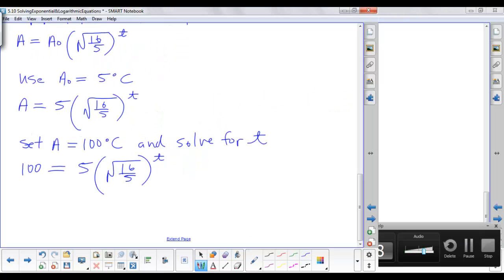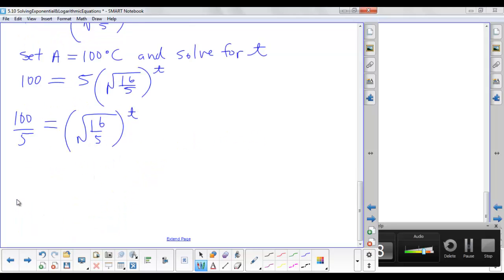So what I would do at this point, I see the 100 on the left side, the 5 multiplying my base to the power of t on the right. I would divide both sides by 5 just to simplify a little bit. So 100 over 5 would now equal the square root of 16 over 5, to the power of t. Now 100 over 5 reduces to 20. So I've now got 20 equaling the square root of 16 over 5, all of that to the power of t.